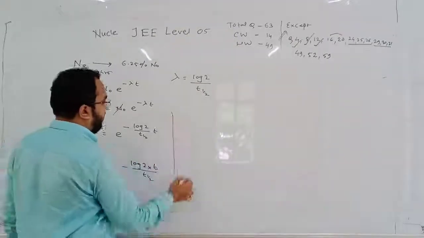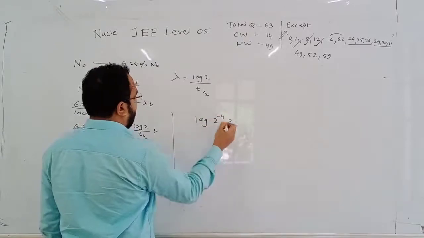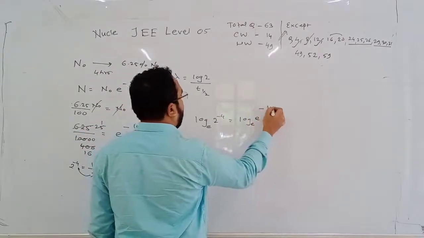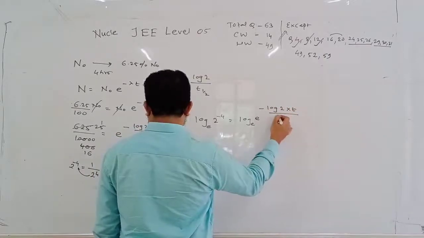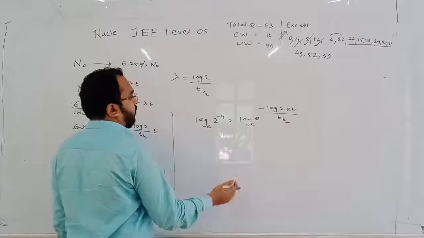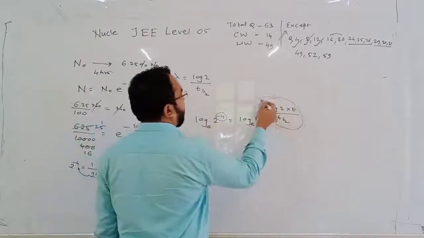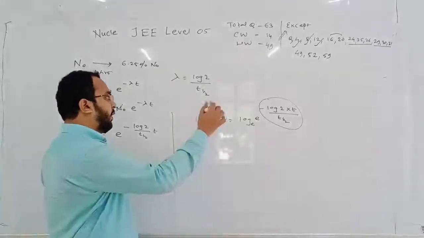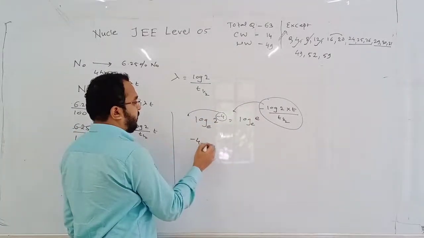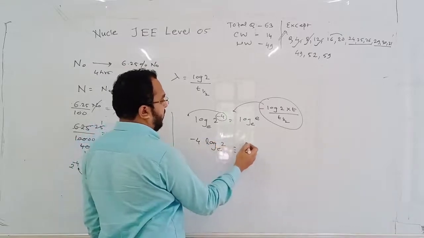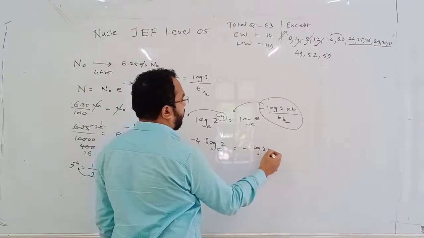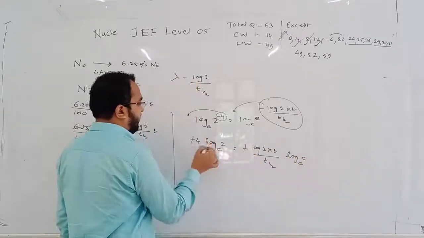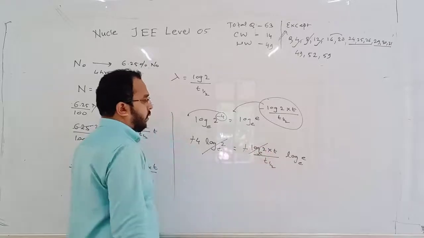Taking log on both sides, we get log of 2 to the power minus 4 is equal to log of e to the power minus log 2 into t upon t half. Now this minus 4 and this whole term are both powers, so we can remove the log. So minus 4 log 2 base e is equal to minus log 2 into t upon t half into log e base e. Minus minus cancel, log 2 base e cancels, and log e base e is 1.